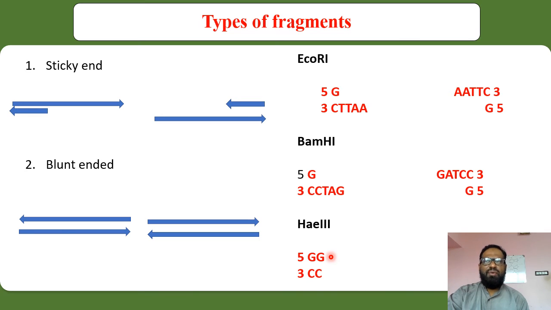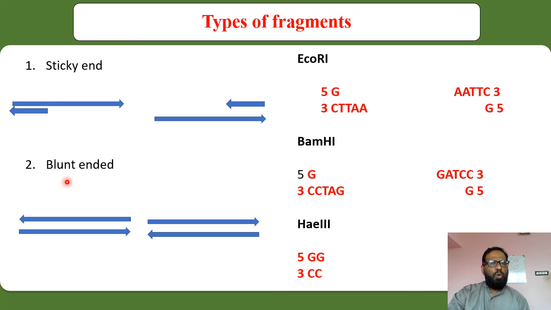In this way, whenever you digest with the restriction endonuclease, depending upon the type of the enzyme, you may get either sticky end DNA fragments or blunt-ended DNA fragments. And out of these two, which one is better for recombinant DNA technology, that is the cloning experiment? Between these two, the sticky ends are always useful, because if you take the blunt-ended DNA molecule, making a ligation reaction is very, very difficult. Whereas in case of the sticky ends, the ligation reaction is very, very easy. That's why the sticky ends are much more convenient as compared to the blunt-ended DNA.